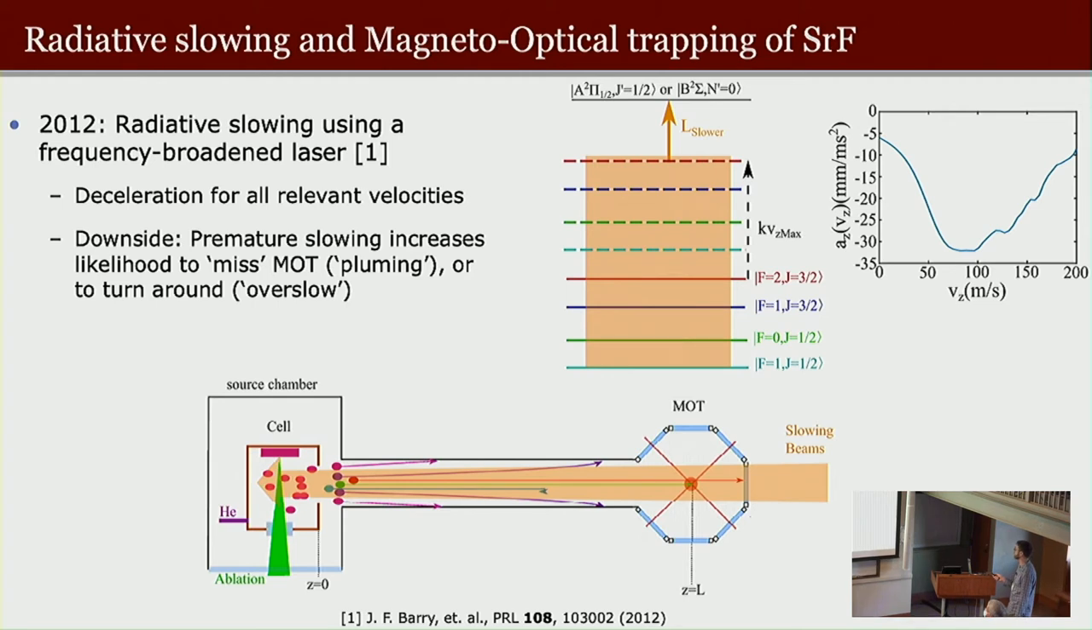This is acceleration as a function of velocity along this z-axis here. But it does work for slowing molecules all the way from your typical cell speeds to your capture speeds around v equals 10 or less.